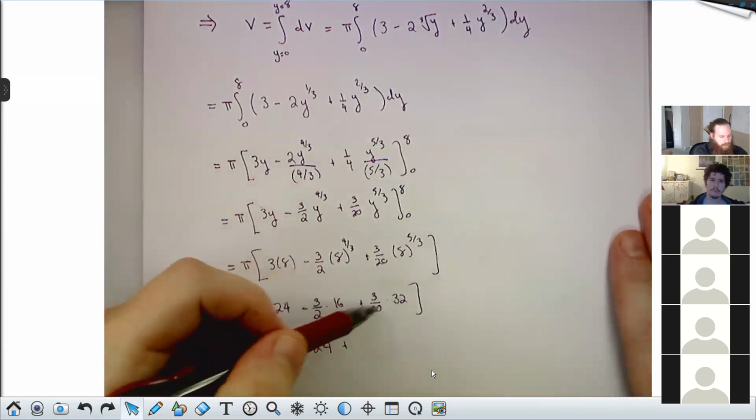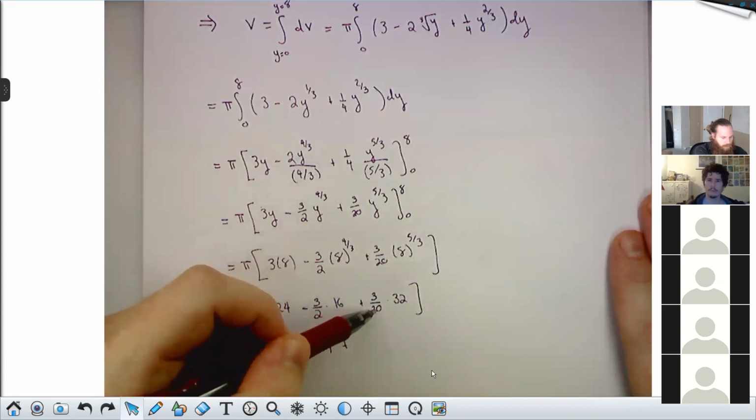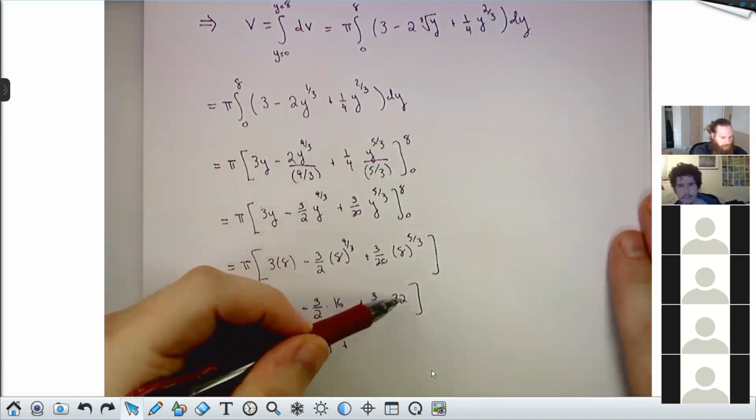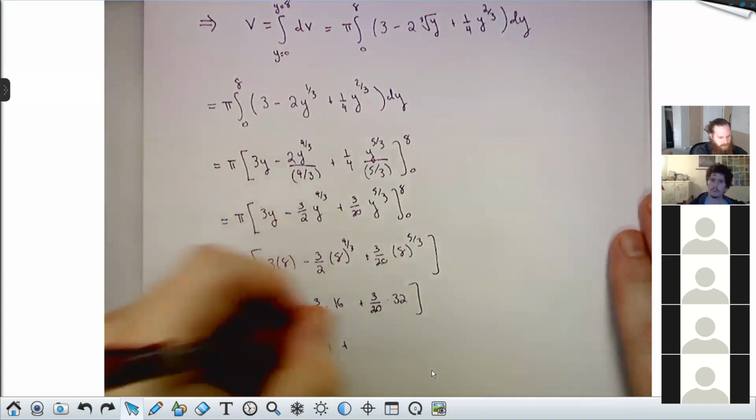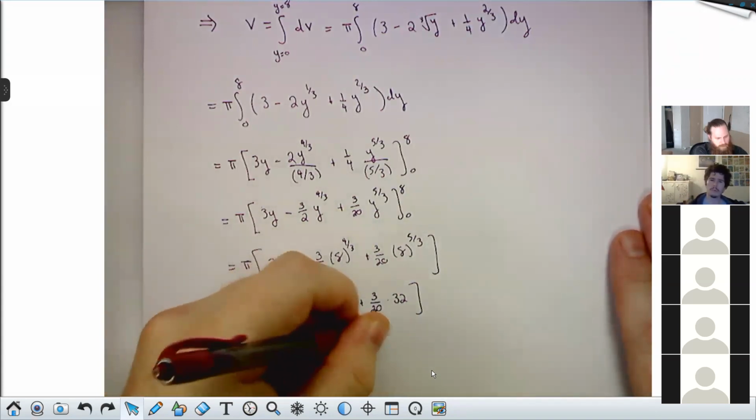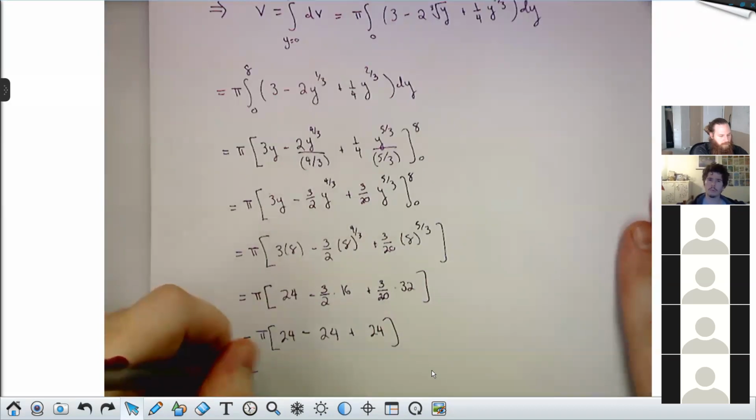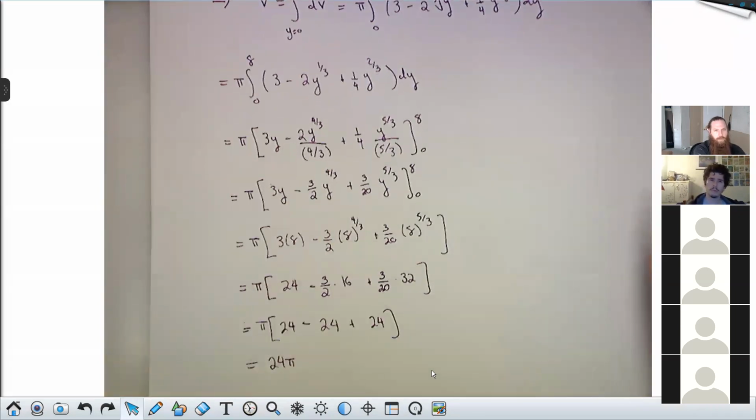Plus, what can we do here? 20 is divisible by 4, and 32 divided by 4 is 8, so this is another 24. Oh, that's cute. So the first two 24s cancel, the last 24 survives, and we get 24 pi. That's very cute.